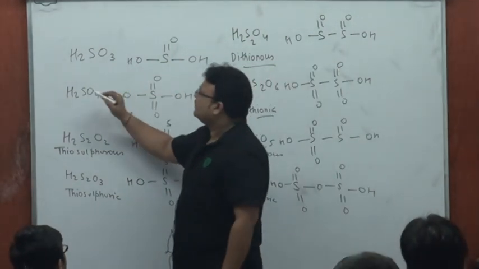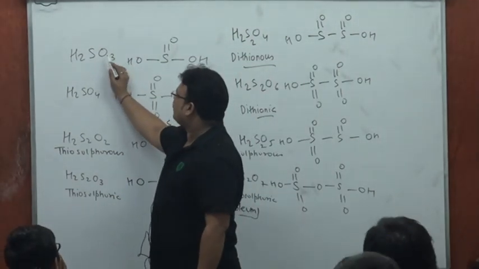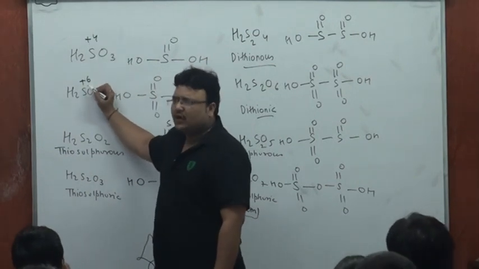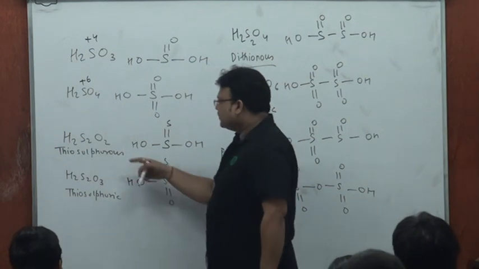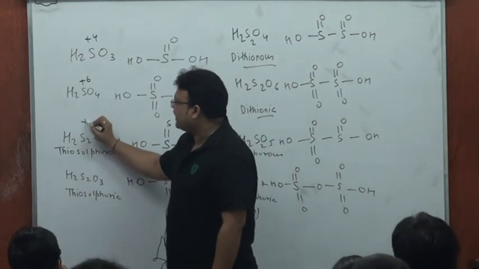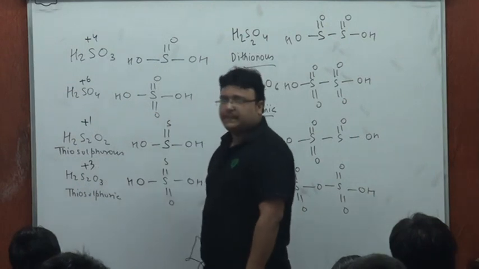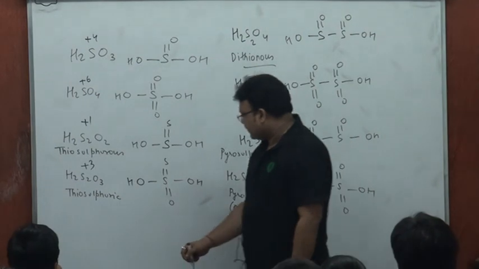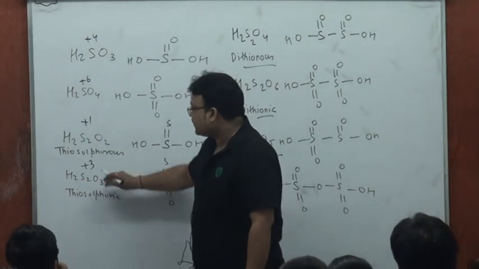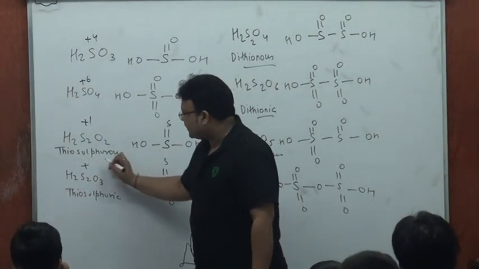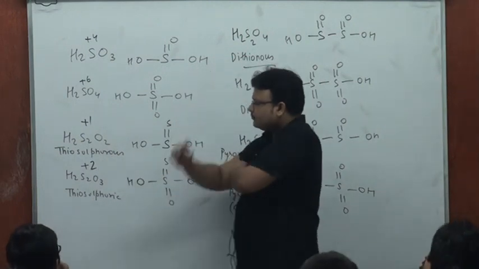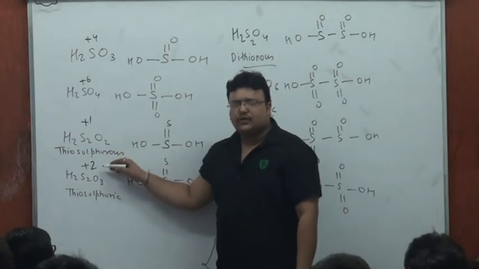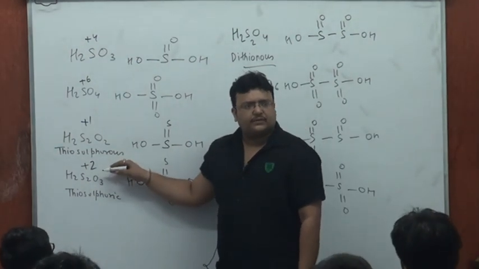Either you go with the average oxidation number calculation, oxygen minus 2, hydrogen plus 1, is going to make it plus 4. This will be plus 6. You all are able to do this. Similarly, this would be like plus 1 and plus 3. Yes or no? Plus 1 and plus 2, I'm sorry. This is plus 2. Okay? But plus 1 and plus 2 are average oxidation numbers.